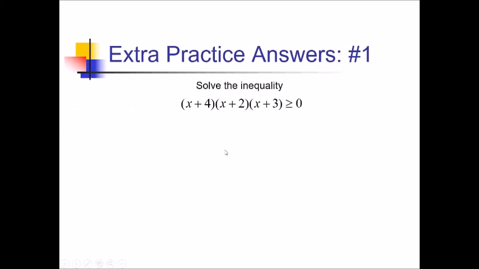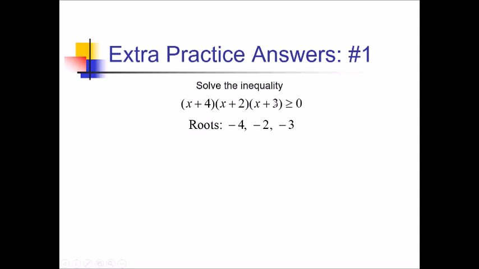To solve this polynomial inequality, we're going to start by getting critical values, graphing those on a number line, and then doing some sign analysis around those. So for critical values, I'm looking for things that zero out each of these factors, since it's already in factored form. For this first factor, x plus 4, negative 4 will be a root. And then we have negative 2. And for this last one, that's going to be negative 3.